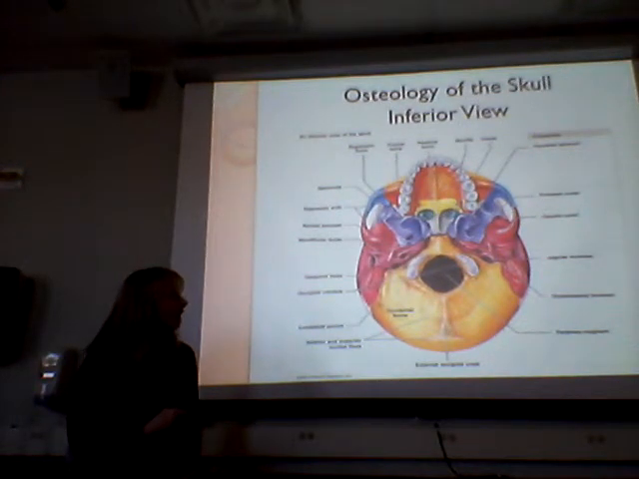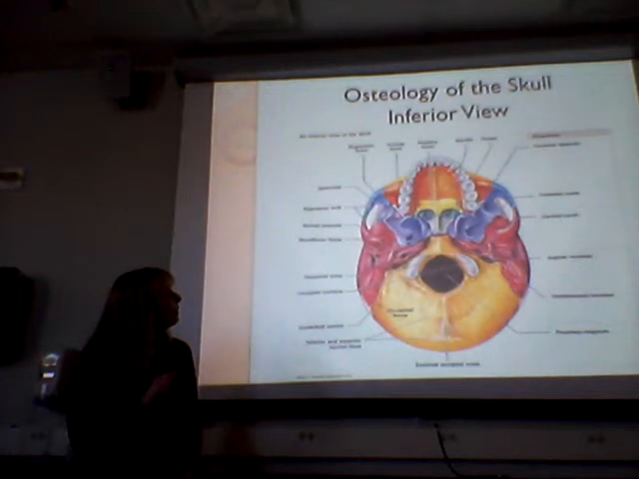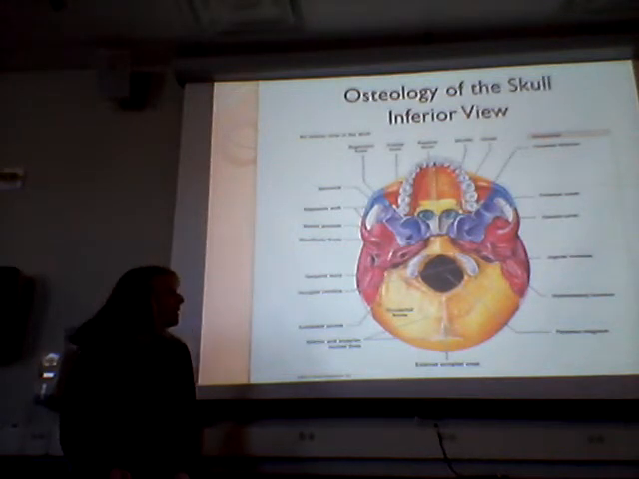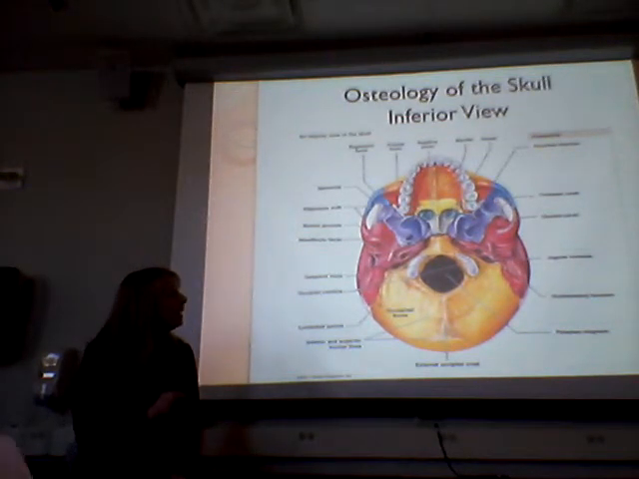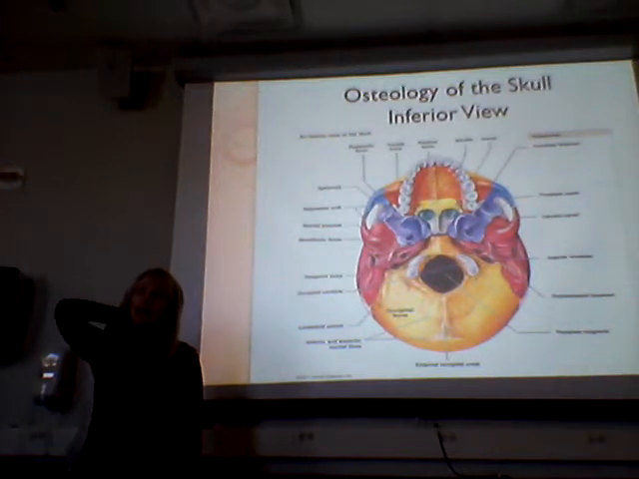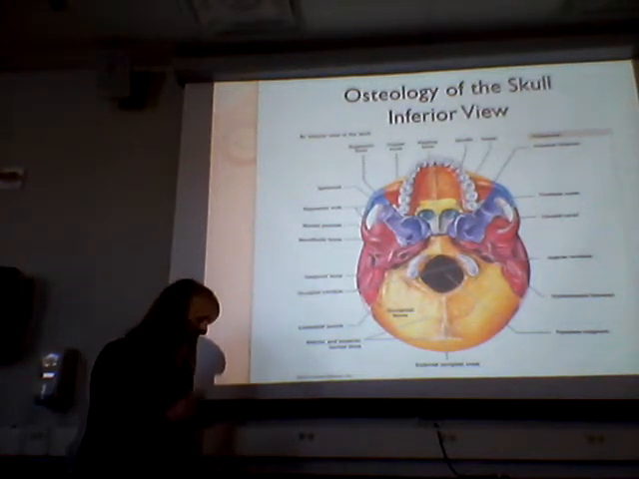The foramen ovale is here on the sphenoid, and does anybody know what nerve passes through there? The mandibular nerve passes through there, so that's a pretty important one. Then I love ones like this where it's so easy. The carotid canal, what comes through there? The carotid artery. The jugular foramen. Don't you wish all the questions were like that? Then we've got the stylomastoid foramen, and there's that styloid process, and then the foramen magnum. We said the foramen magnum is huge. It's at the base of your skull, and that's where your medulla oblongata passes through.